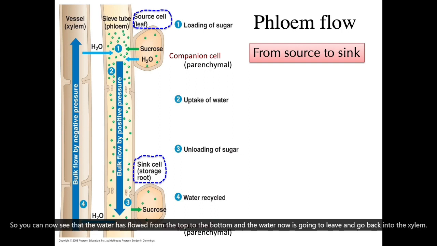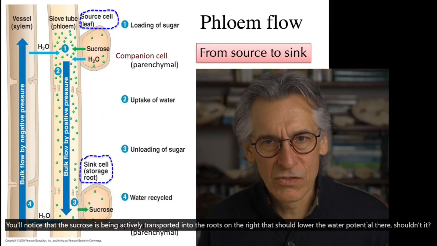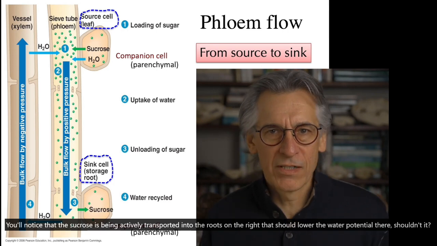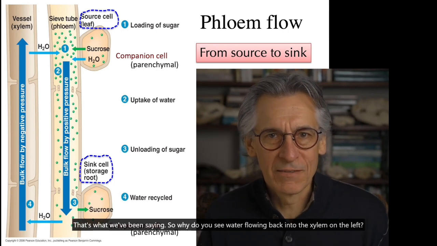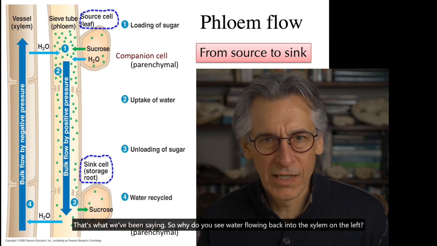So you can now see that the water has flowed from the top to the bottom, and the water now is going to leave and go back into the xylem. Now, there's something really cool here. You'll notice that the sucrose is being actively transported into the root cell on the right. That should lower the water potential there, shouldn't it? That's what we've been saying. So why do you see water flowing back into the xylem on the left?